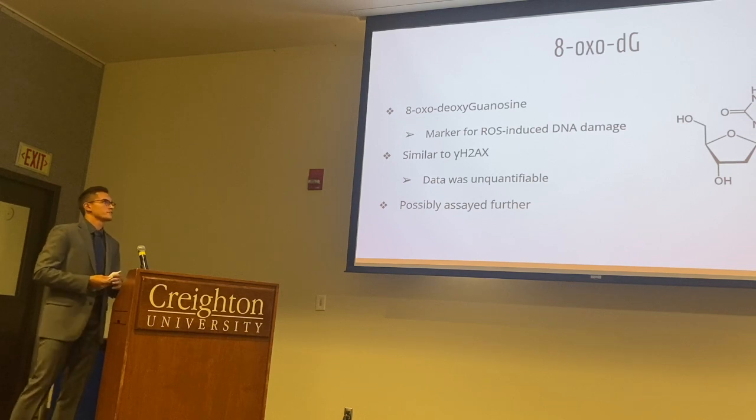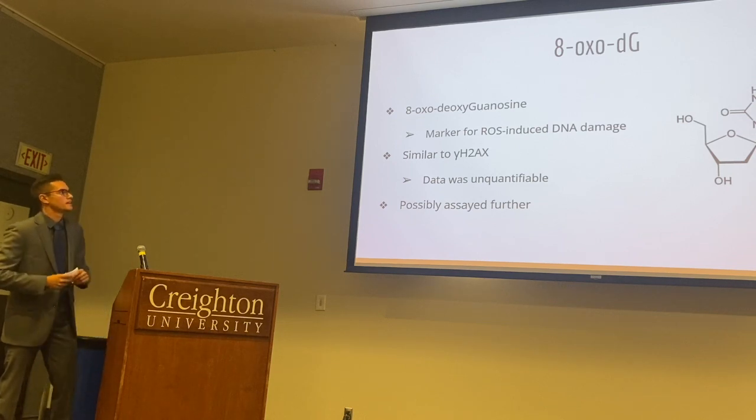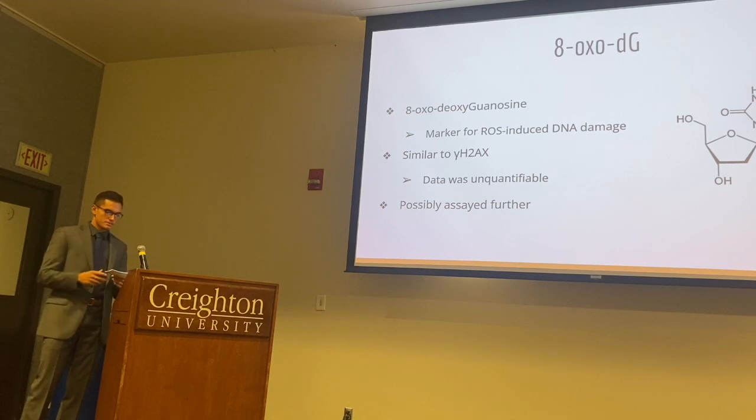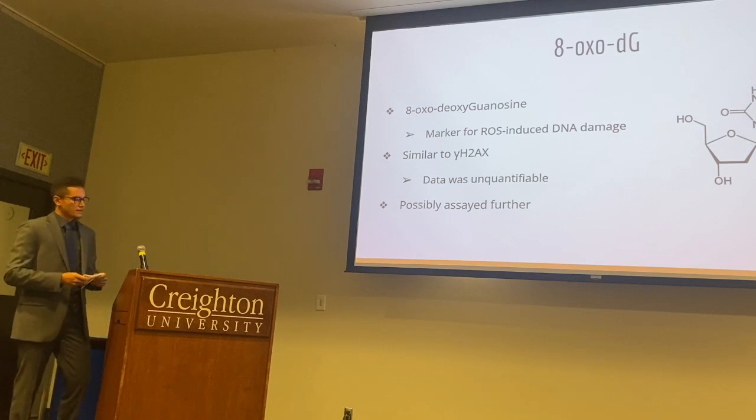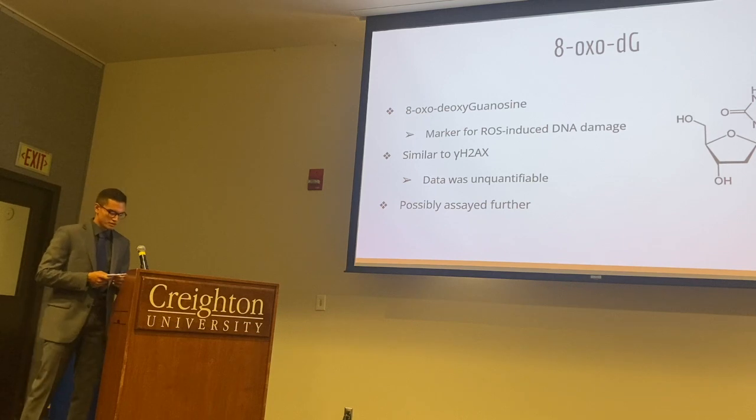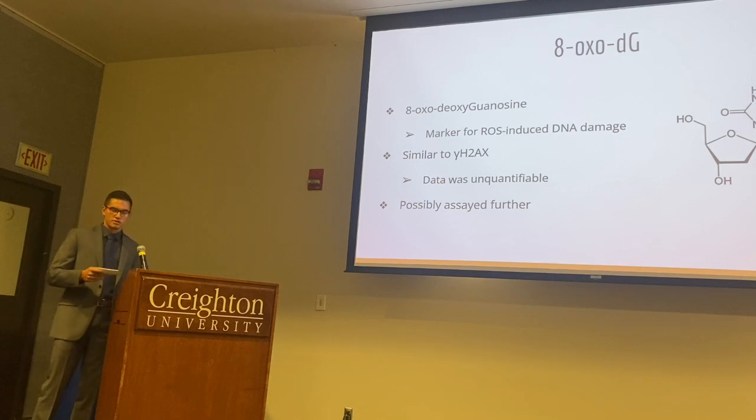8-oxodeoxyguanosine was the last marker for reactive oxygen species-induced DNA damage I looked at. Unfortunately, this marker was even less quantifiable than the gamma H2AX samples due to the smaller amount of positive cells on the epidermal imaging. These samples could be assayed further to see if Pro and P reduces this marker, but unfortunately there wasn't enough time this summer.